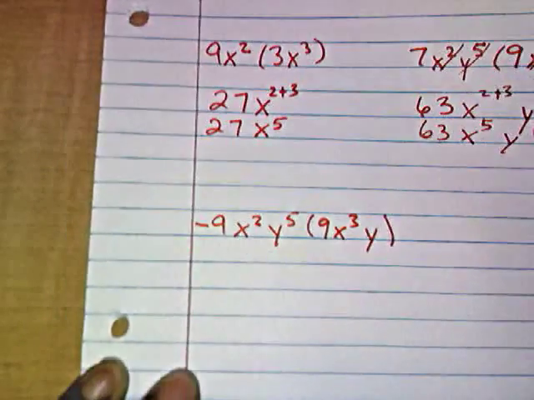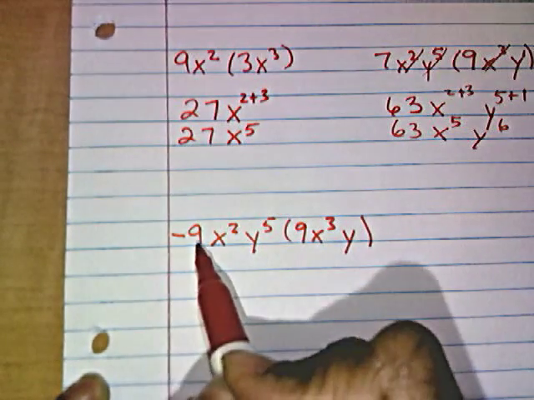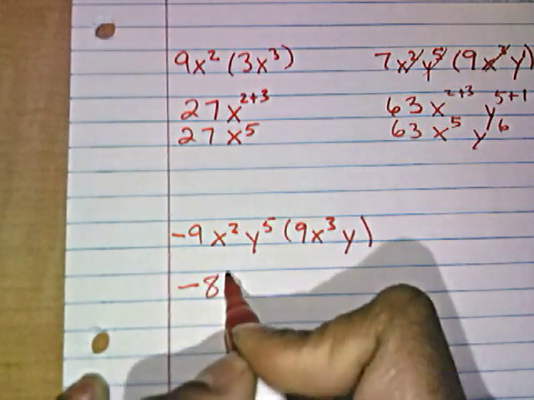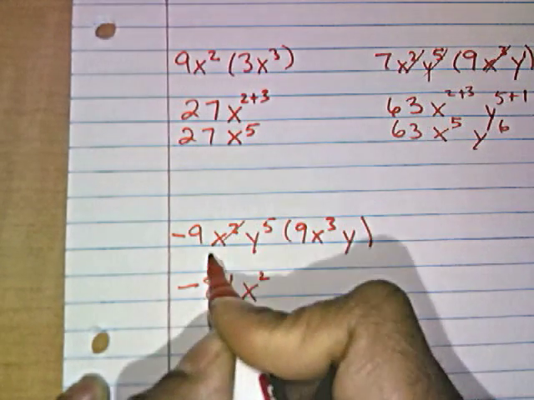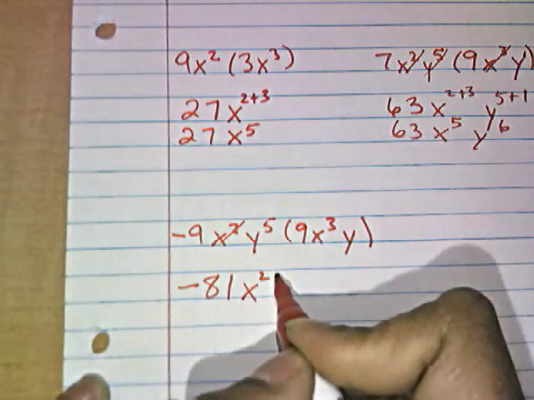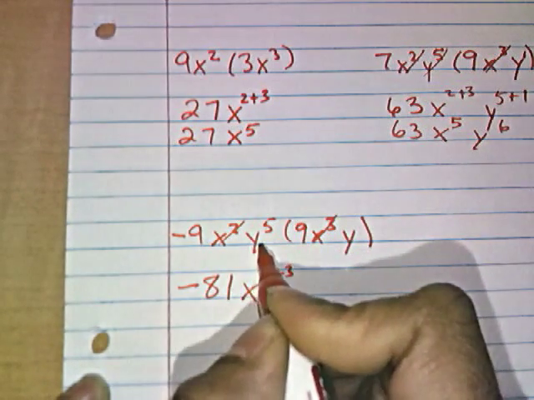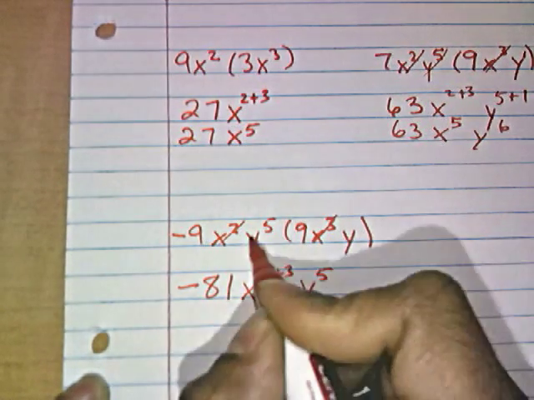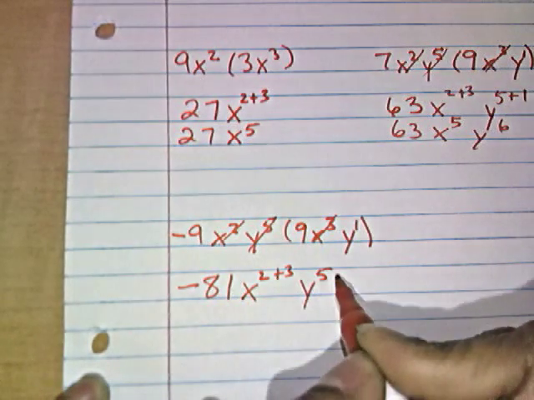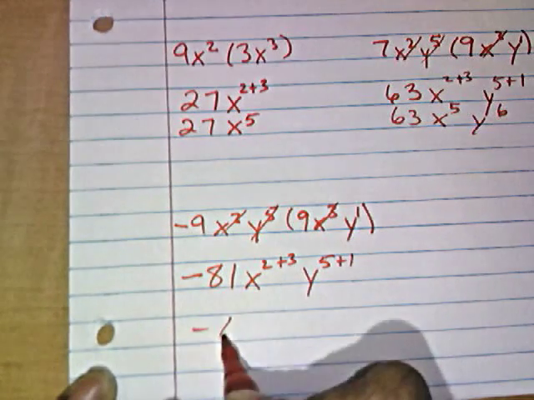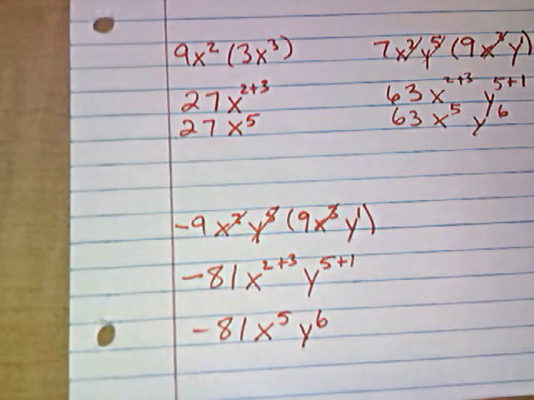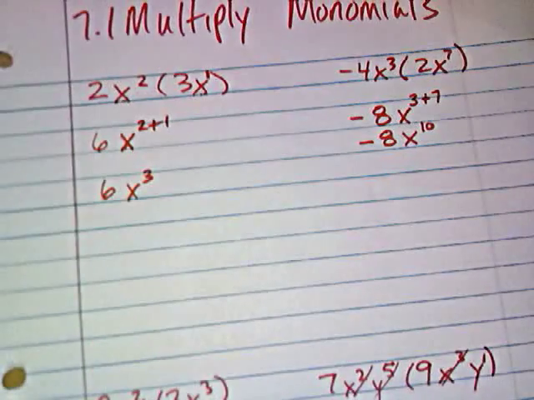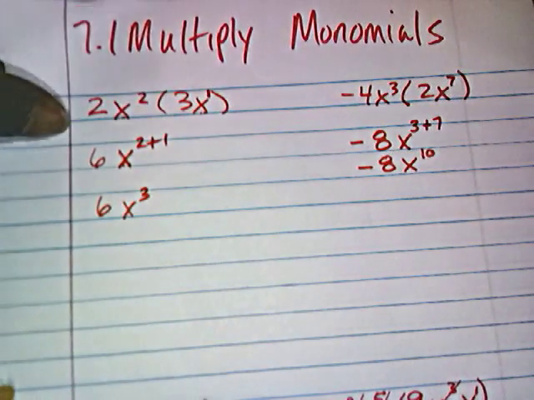And then my last one down here, negative 9 times positive 9 is negative 81. I go through, there's an x squared. Got any more x's by themselves? Oh, there's a plus 3. Y to the 5th, and plus 1. Negative 81, x to the 5th, y to the 6th. Okay? Alright, let me see if I can come up with some more for you. Let's do one more.